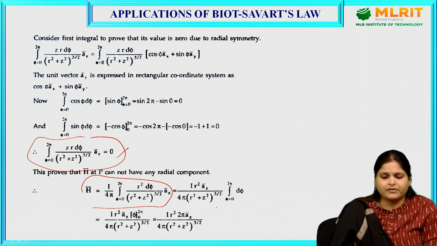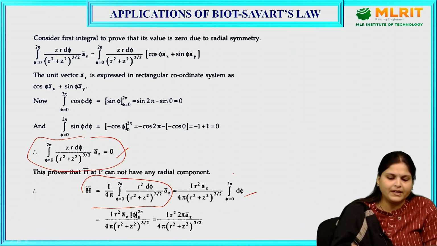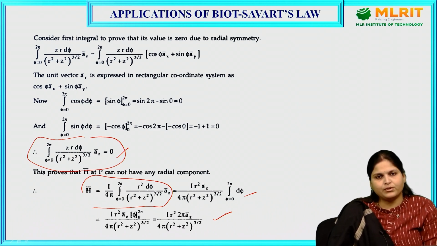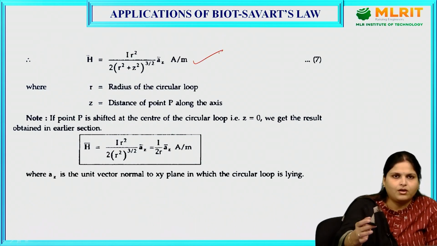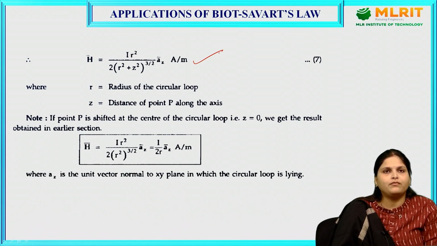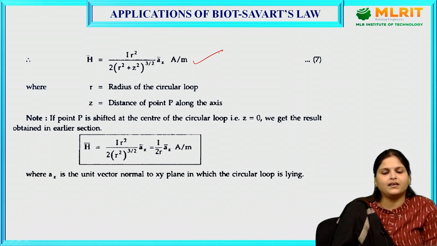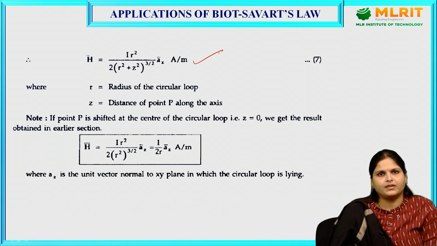Then the integration is with respect to d phi. The limit is again the same, 0 to 2 pi. When you simplify it, we get I r square into 2 pi az upon 4 pi into r square plus z square to the power 3 by 2. On further simplifying, we get the formula in the simple form: I r square upon 2 into r square plus z square to the power 3 by 2, and the unit vector is az. Here we already know the small r is the radius of the circular loop. Z is the distance of point P along the z-axis, meaning from the plane of the circular conductor to that point the distance is z.